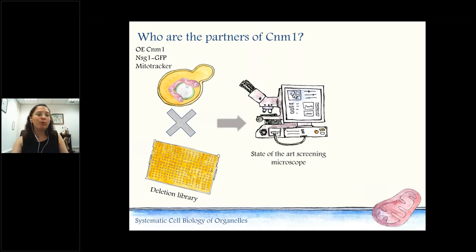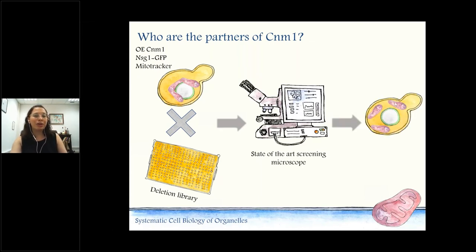And because we are overexpressing CNM1, we see that mitochondria are clustered around the nucleus. Now we're integrating it into our deletion library. So this is a collection of yeast colonies where every single colony has one deletion of a gene or a mutation. So this is basically covering the entire yeast genome. And then we image them using the same approach that I showed you.